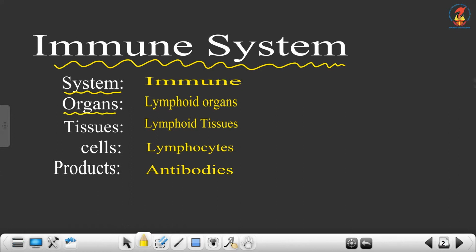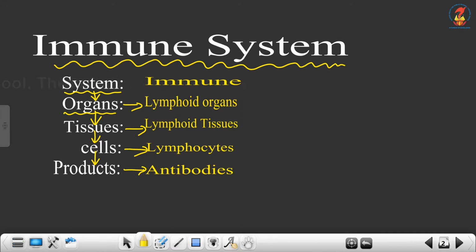Then the organs, as I told you, the hierarchy: system comprises organs, organs comprise tissues, tissues comprise cells, and cells have certain products that are produced which are useful. The organs are the lymphoid organs, the tissues are the lymphoid tissues, cells are the lymphocytes, and the products of these lymphocytes are the antibodies. So once again, the system is the immune system.